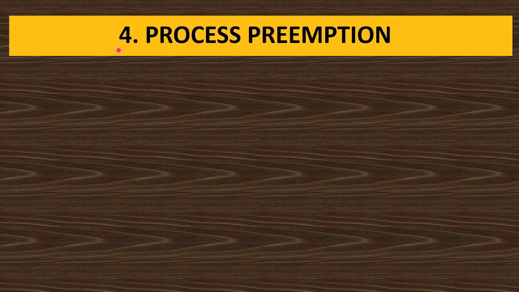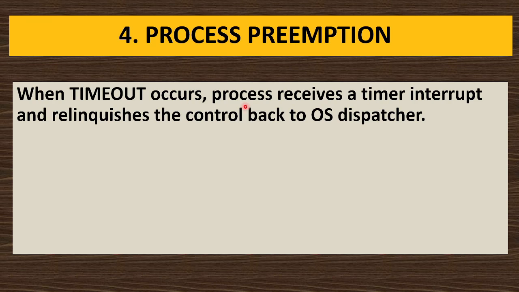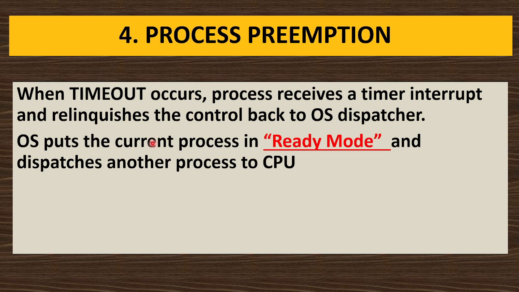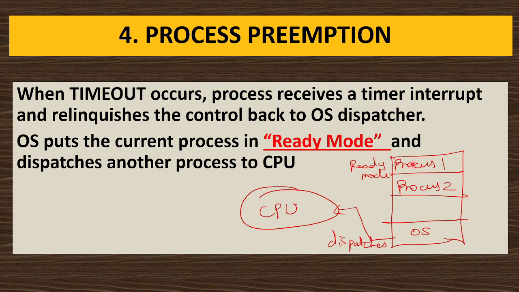Now the fourth and last operation you can perform on the process is process preemption. When a timeout occurs, the process receives a timer interrupt and relinquishes control back to the OS dispatcher. So the OS puts the current process in ready mode and dispatches another process to the CPU. Suppose initially this process 1 was given by the OS to the CPU for execution, but a timeout occurs for that process. So when the execution timeout of that process occurs, what will the OS do?